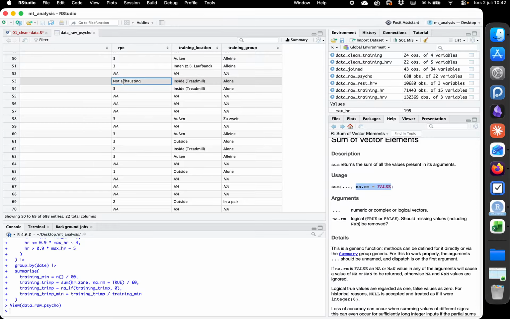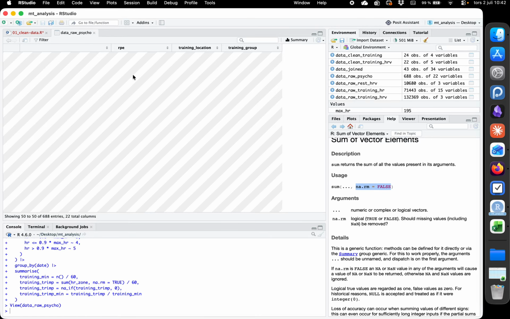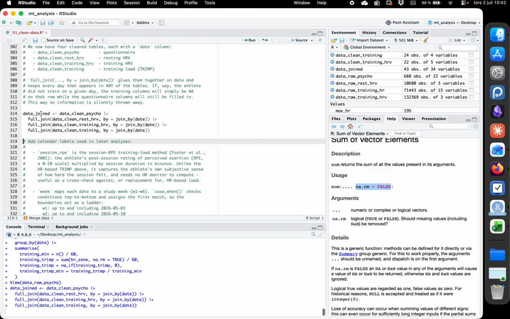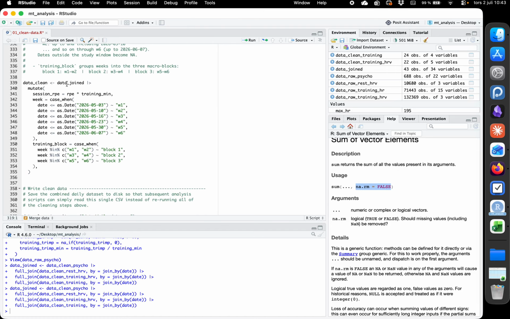But if we could use this, because this is a measure of training intensity, right? It means we could take the RPE, how hard was the training, and multiply it by how long the training session was, and then we get a secondary measure of training volume. So to do that, we need to join all the data together, because the RPE comes from the psychometric data, but the training minutes come from the data clean training. So we need to join these together, and now we can calculate the session RPE, which is the RPE times training minute.